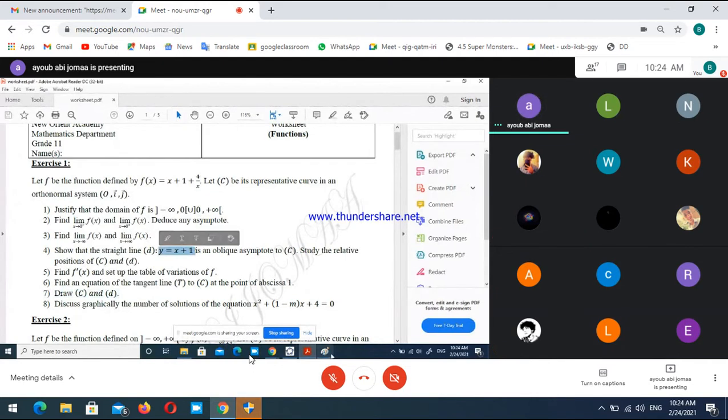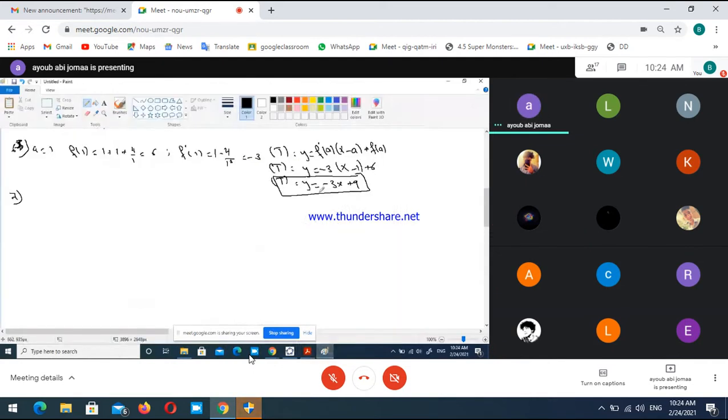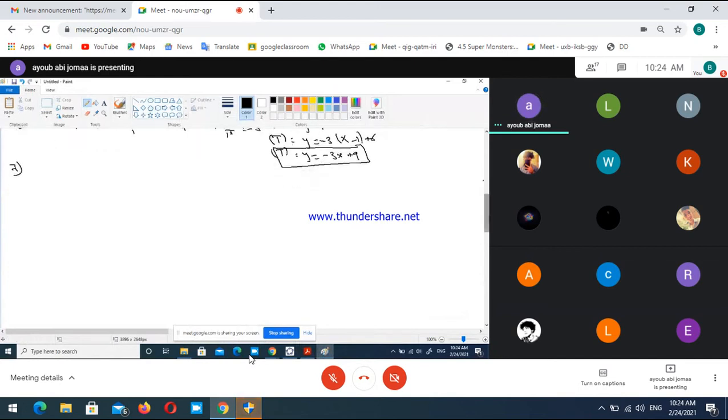Now, in order to draw the curve, look at the steps we are going to follow. Step number 1, coordinate system.